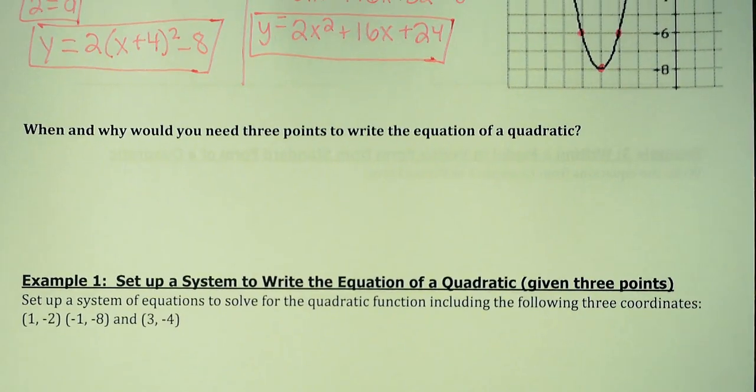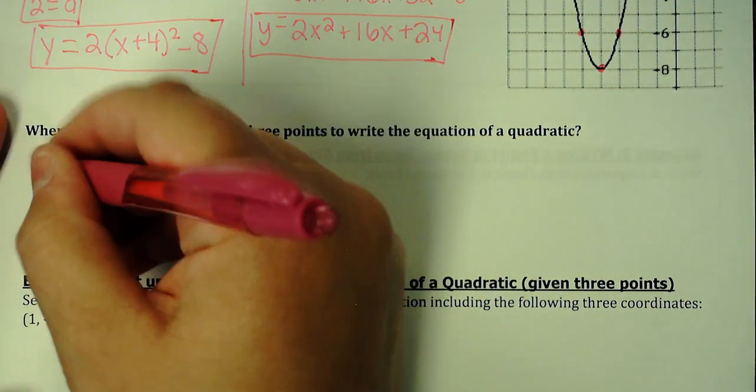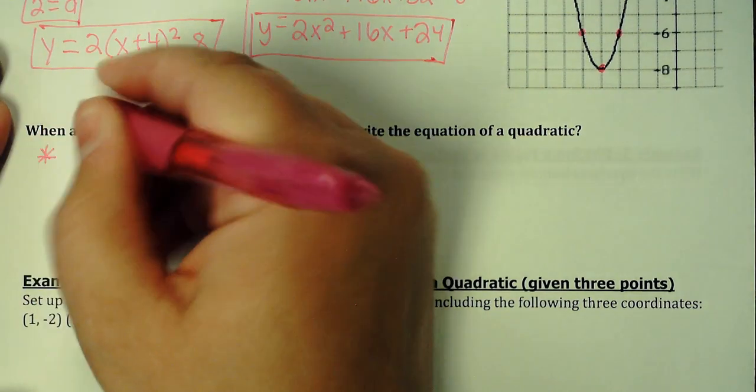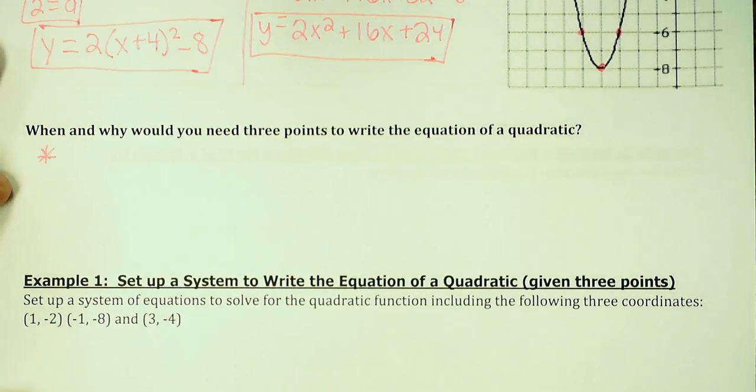Okay, now the rest of what we're going to focus on today is how to write the equation of a quadratic in standard form if we are given 3 points. So the first thing you're probably asking yourself is, why would I need 3 points when we just found the quadratic equation with 2 points, or with a graph? Like, why do I need 3? Okay, so I'm going to try and explain that here. When and why would I need that?